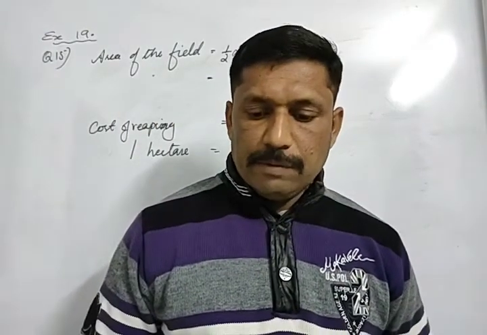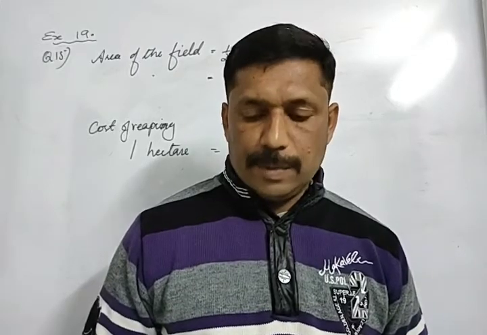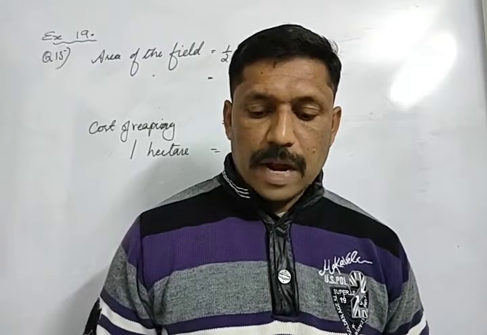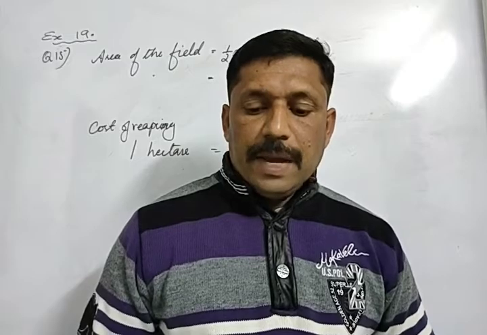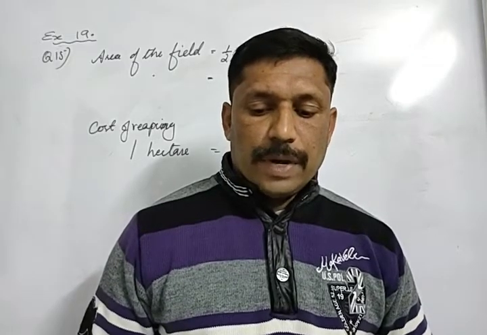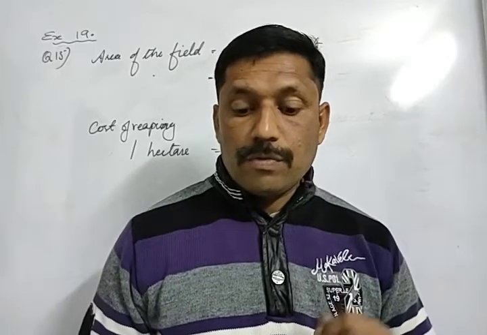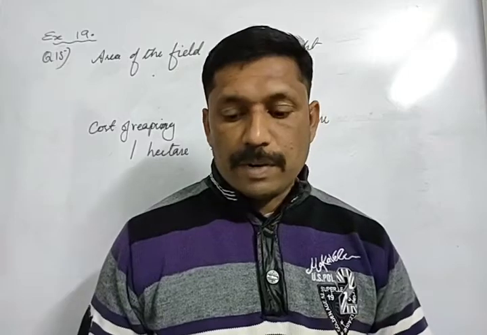Students, look at the next question, 15th question. I will read the question. If the base of a triangular field is 840 meter and its altitude is 550 meter, find the cost of reaping the field at the rate of 2500 per hectare. Students, here the base and height of a triangular field is given and we must find out what's the cost of reaping the field. Reaping the field means collecting any crop from the field.